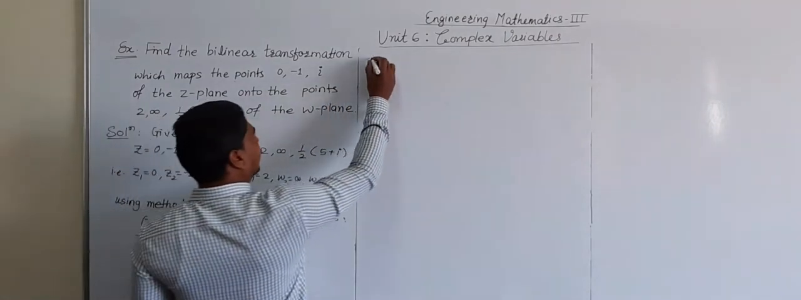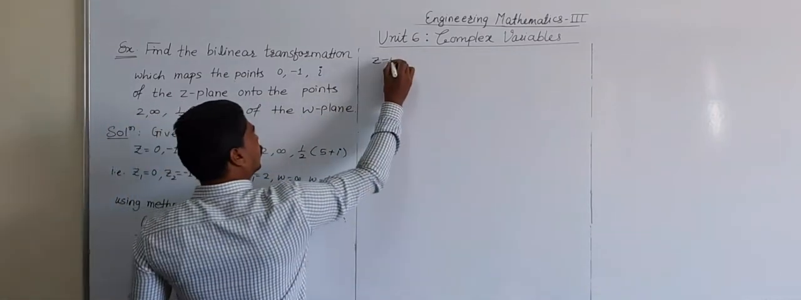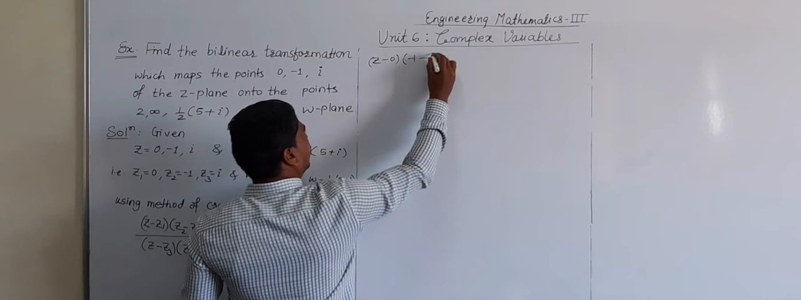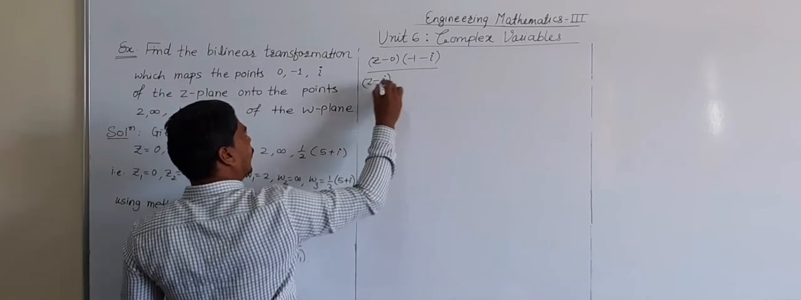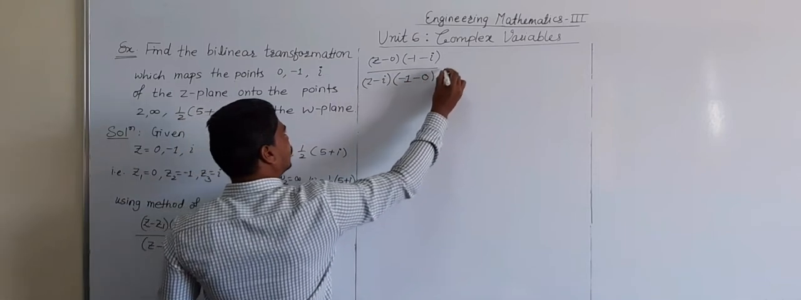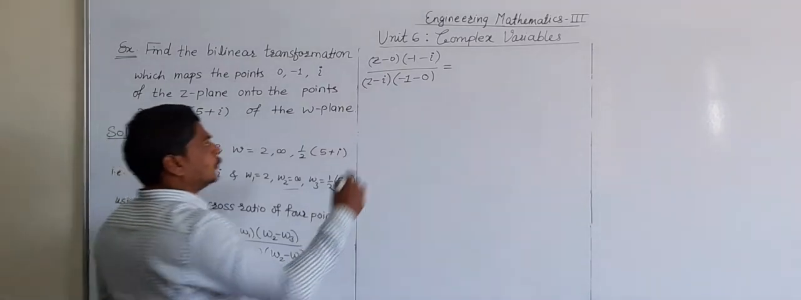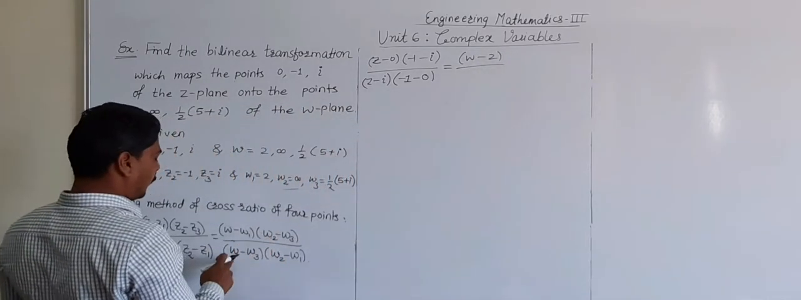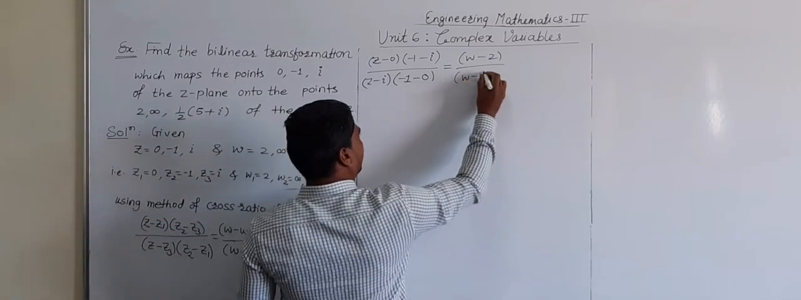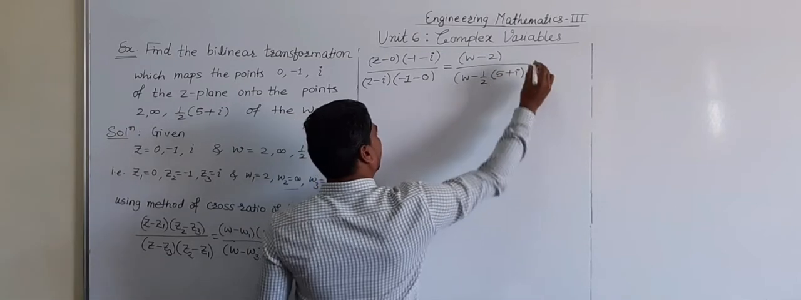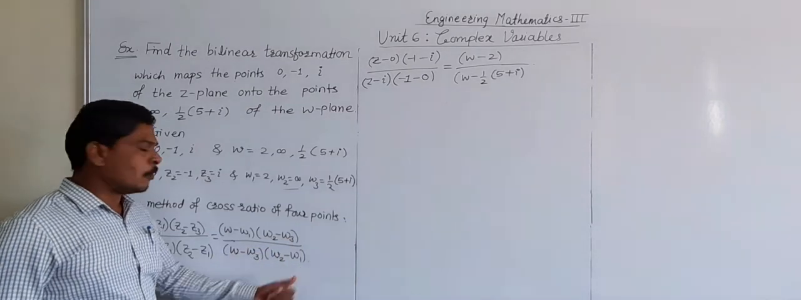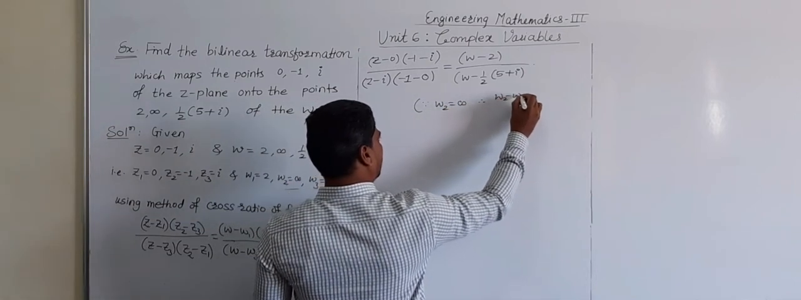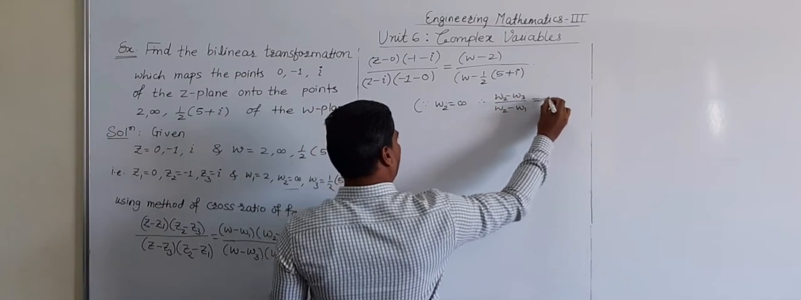So we get z minus z1, value of z1 is 0, into another bracket z2 which is -1 minus z3, value of z3 is i, divided by (z minus z3, which is i) into bracket (z2 minus z1, which is 0), equal to w minus w1, so w as it is, minus the value of w1 which is 2, divided by w minus w3, that means w minus 1/2 into bracket (5 plus i), and the remaining term, that means (w2 minus w3) divided by (w2 minus w1), becomes 1 since w2 is infinity.